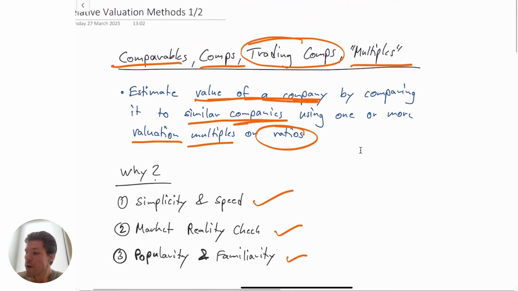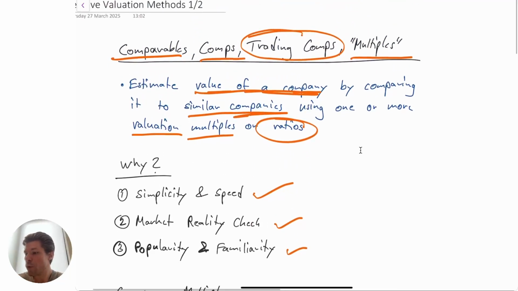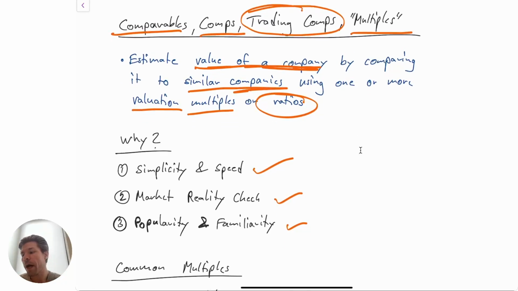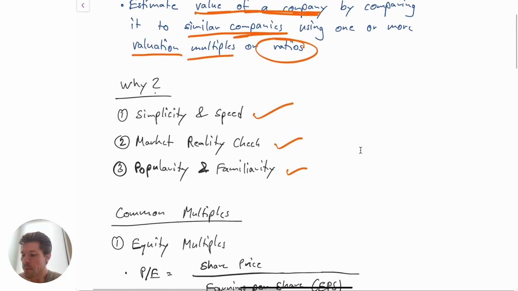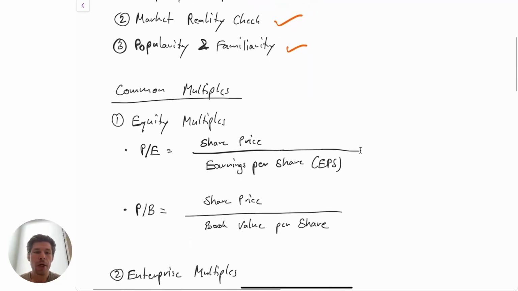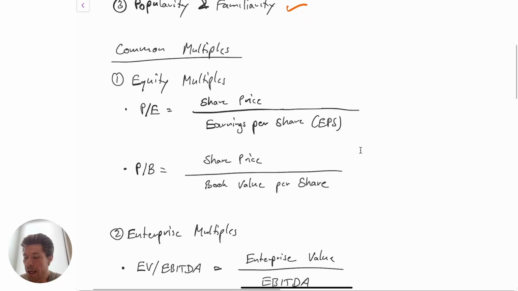When we look at trading comps, this is what we are doing today. I do another video where I talk about M&A comps, which is a bit different because it doesn't look at other companies. It actually looks at other transactions. When we look at trading comps, what we do is we look at how other companies are traded. We have basically three types of multiples.